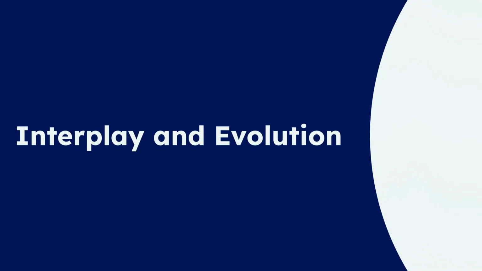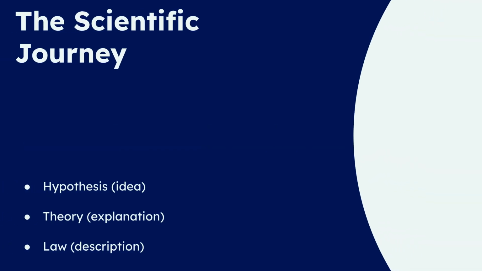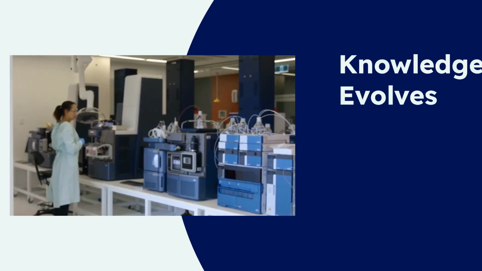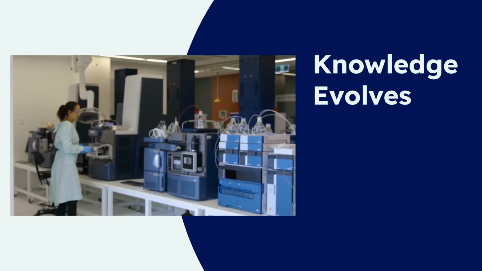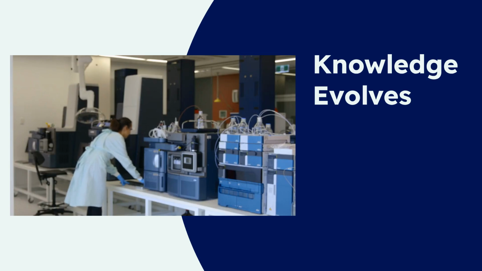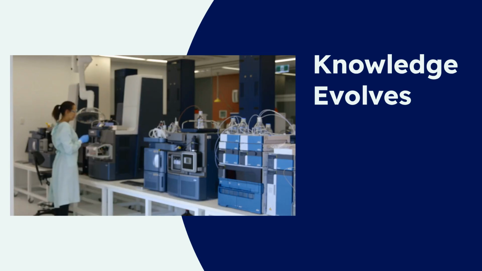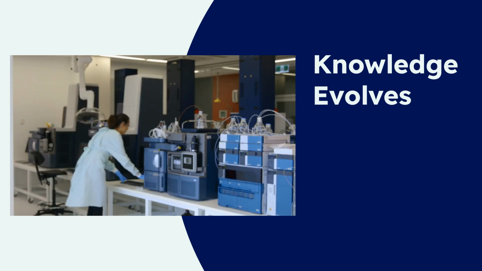Now, let's explore how these concepts interact and evolve within the scientific process. It's a common misconception that a hypothesis becomes a theory, and a theory becomes a law. This isn't accurate. They are distinct concepts, each serving a unique purpose in the scientific hierarchy. Scientific understanding is dynamic. A hypothesis, if repeatedly supported, can contribute to the development of a broader theory. Theories can be refined or even replaced as new evidence emerges, but laws generally remain consistent as descriptions of observed phenomena.